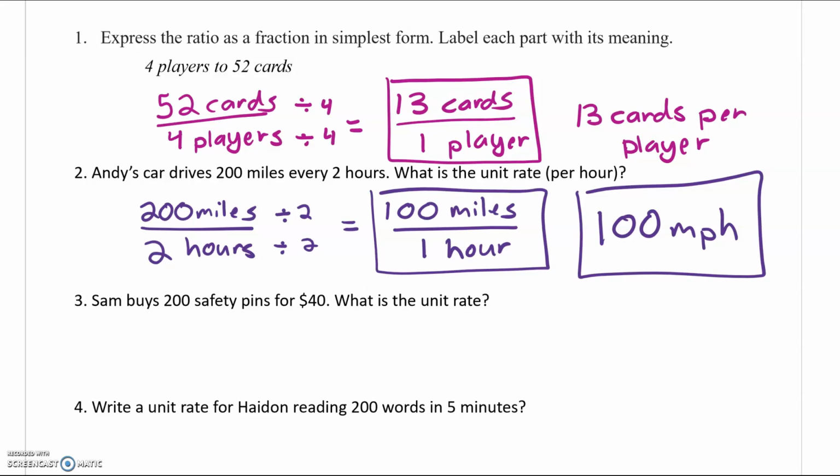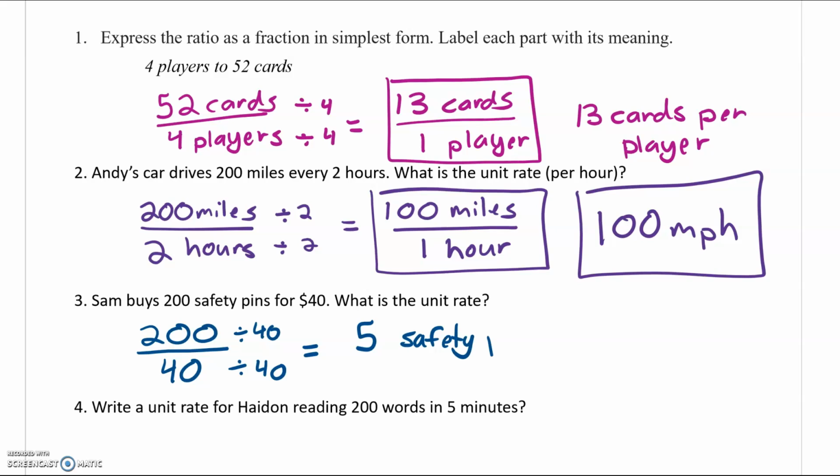All right, number 3. Sam buys 200 safety pins for $40. What is the unit rate? So we have 200 safety pins, $40. We'll divide by our denominator, so we divide by 40. 200 divided by 40 is going to give us an answer of 5 safety pins per $1.